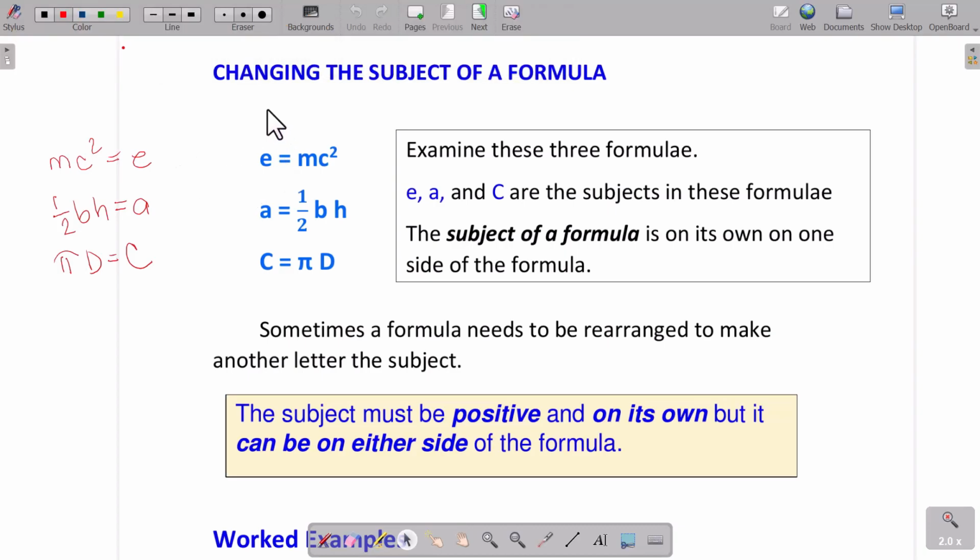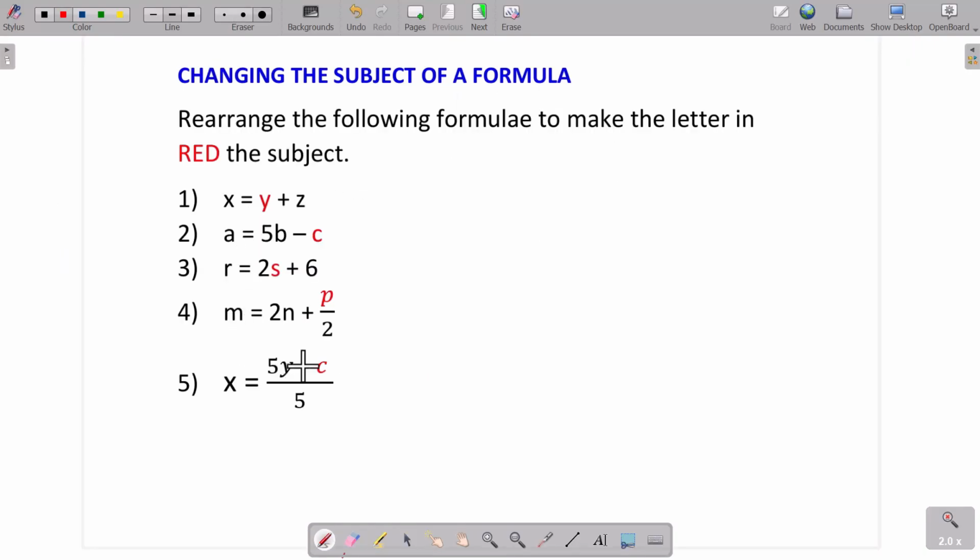I'm going to show you how to change the subject of a formula by answering some examples. In this exercise, we will rearrange the following formulae to make the letter in red the subject. So let's start with number 1. In order for y to be the subject of this formula, we have to get rid of this plus z. To do that, we have to use the reverse or inverse operation of this addition, which is subtraction.